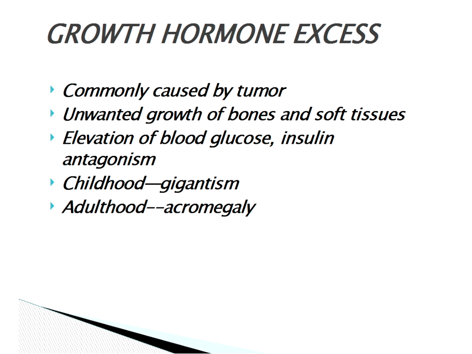Growth hormone excess is typically caused by a tumor of the pituitary gland. You have unwanted growth of bones and soft tissue. You have elevation of blood glucose. And there's insulin antagonism, meaning that even if they're releasing insulin, the cell is resistant to the action of the insulin, so the blood sugar stays elevated.